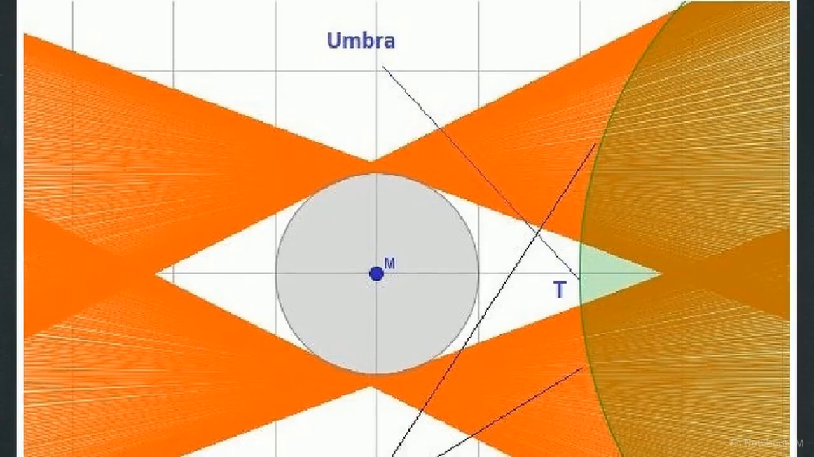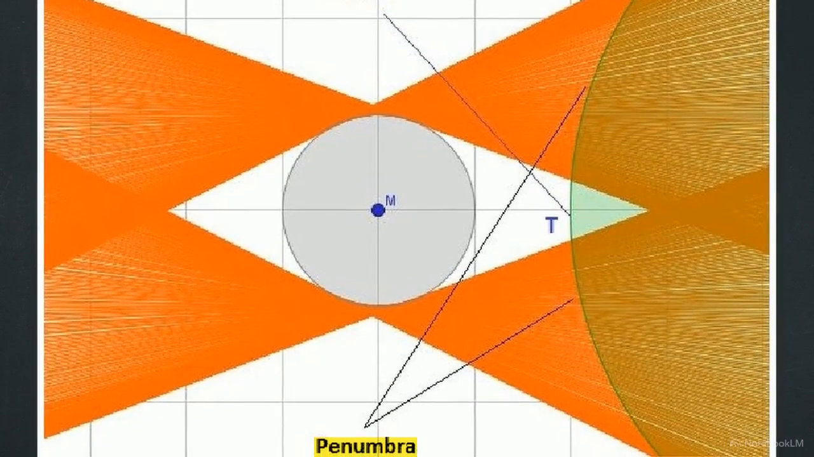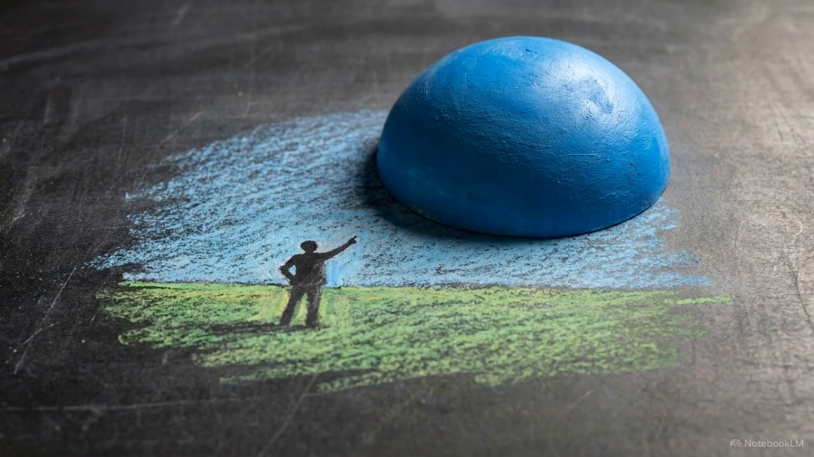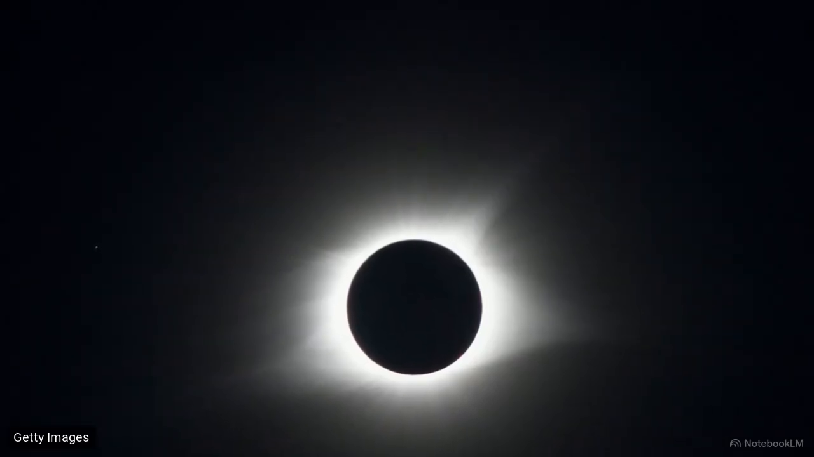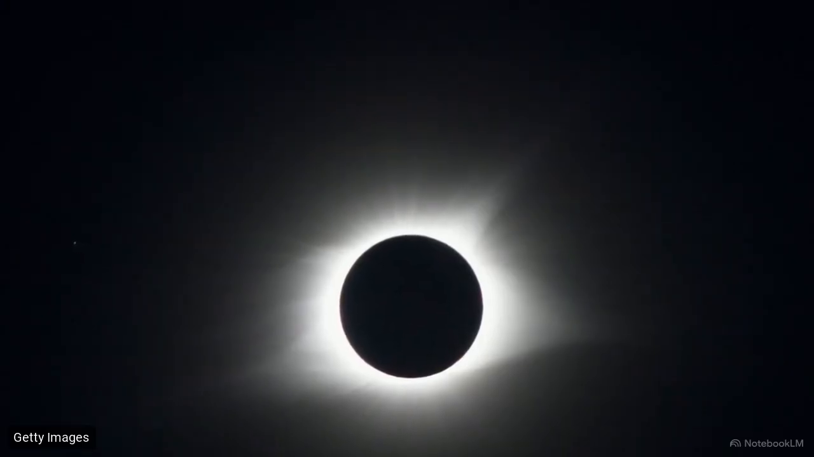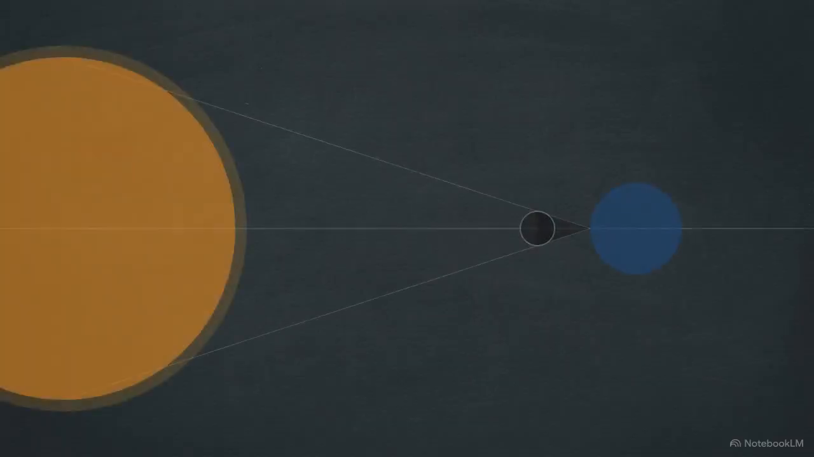The wider, lighter areas on the sides are the penumbra. In these zones, some light rays are blocked, but others still reach the surface. This map corresponds directly to our experience on the ground. If you are standing inside the tip of that umbra, you look up and see the white corona of a total solar eclipse. Because these are strict proportional triangles, distance is everything.